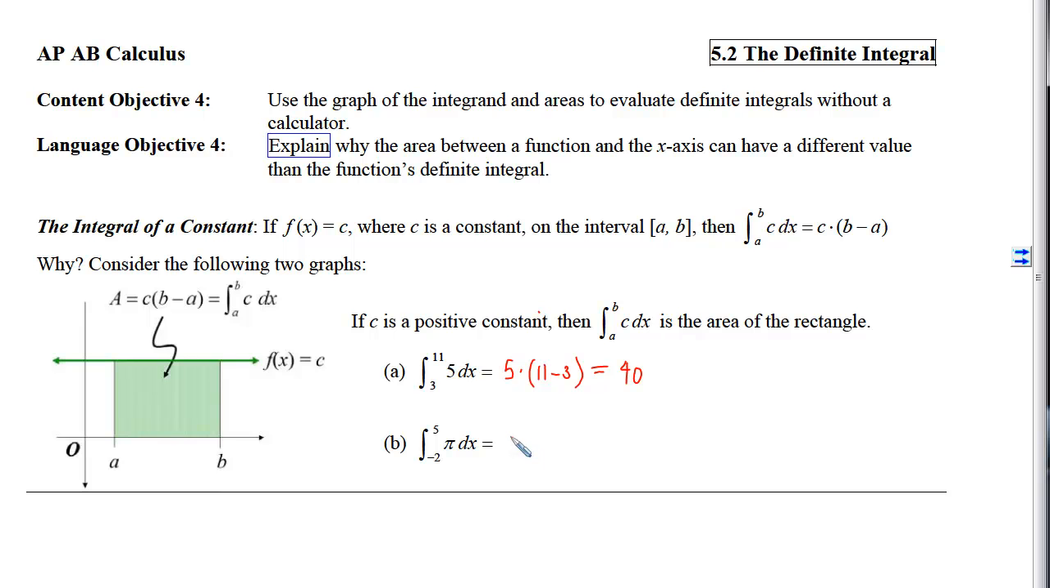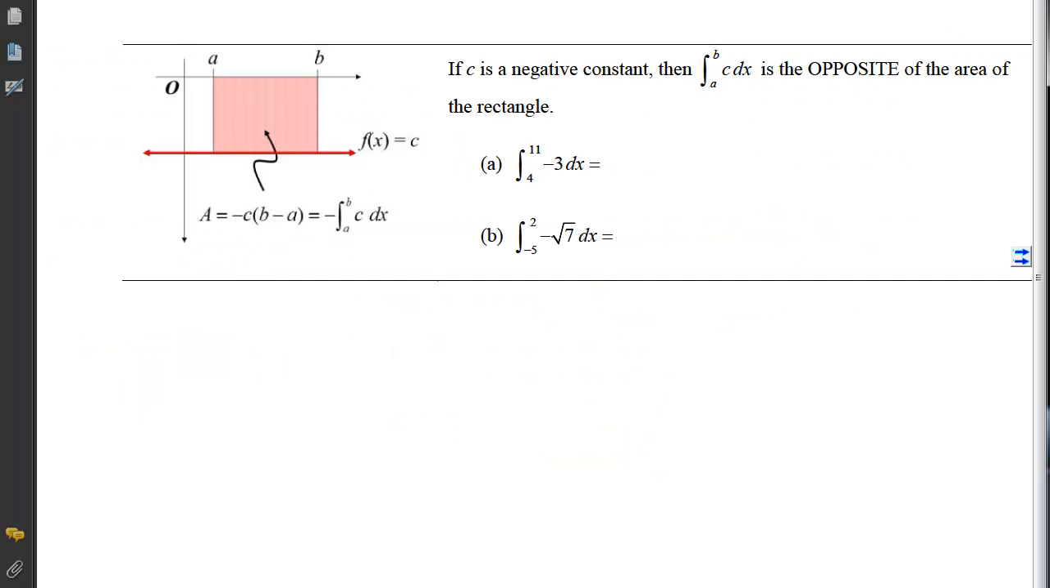With this one, our height would be pi, and the width would be 5 minus a negative 2, and we'd end up with 7 pi. If, on the other hand, c is a negative constant, then this accumulation from a to b of c with respect to x will be the opposite of the area.